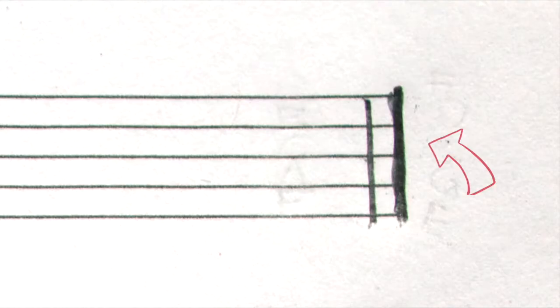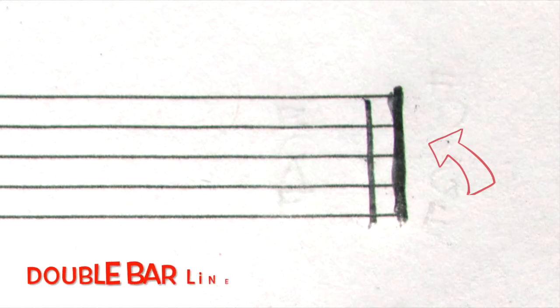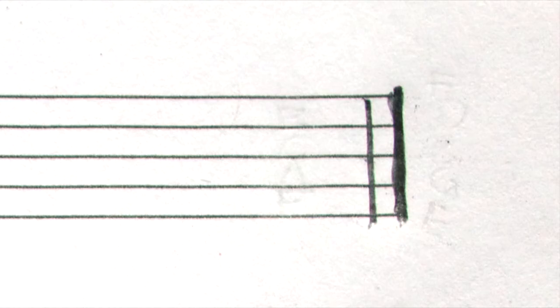Now you might have noticed that I have drawn a set of two lines, one thin and one bold, at the end of the set of measures. This is called a double bar line. The way a double bar line works is very similar to a stop sign. It tells the performer that the piece of music is now over and they can stop playing.